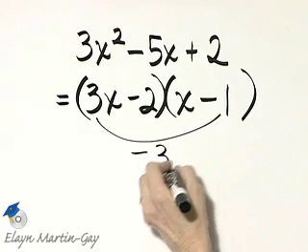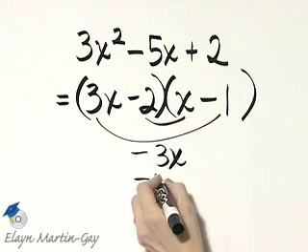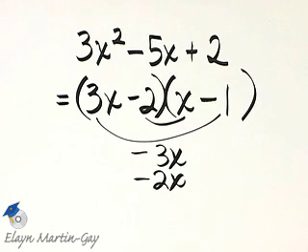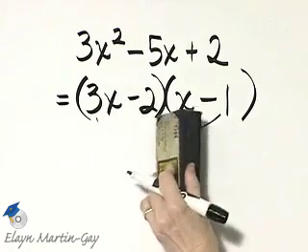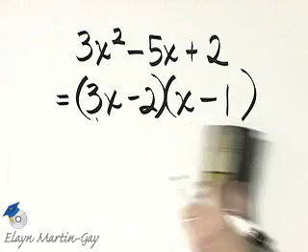That's -3x, and that's -2x. And if I find that sum, that is -5x. So I have factored correctly. And the factorization is 3x minus 2 times x minus 1.